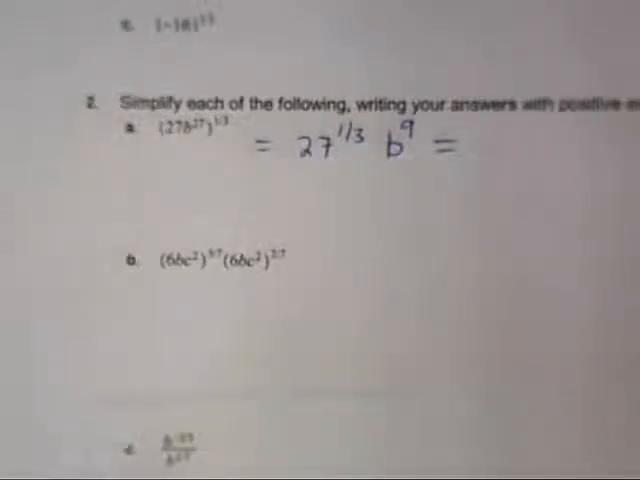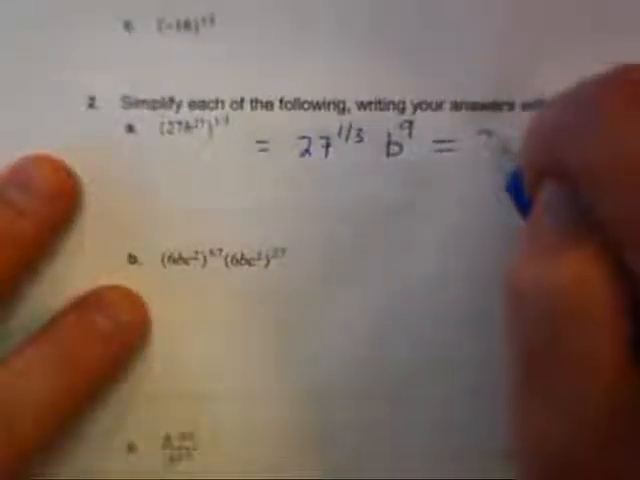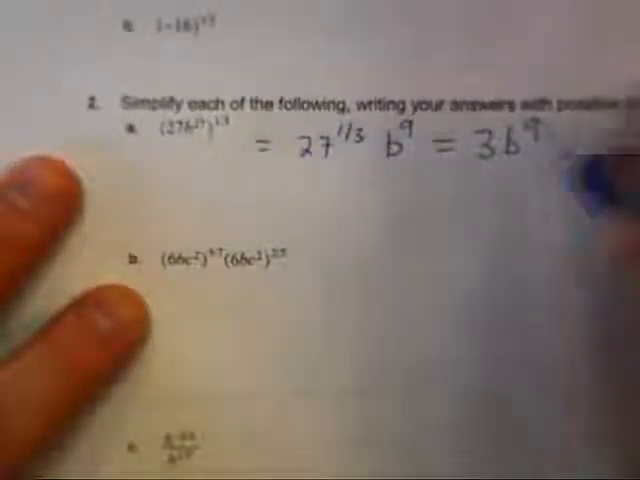Well, how much is 27 to the 1/3? I don't think it's 9. I think it's 3. Because it's the cube root of 27. The cube root of 27 happens to be 3. 3 times 3 gives 9. 9 times 3 is 27. So I would write my final answer as 3b to the 9.